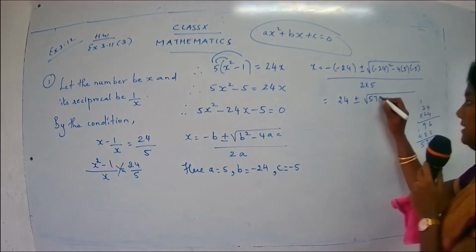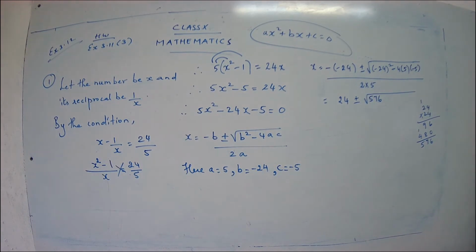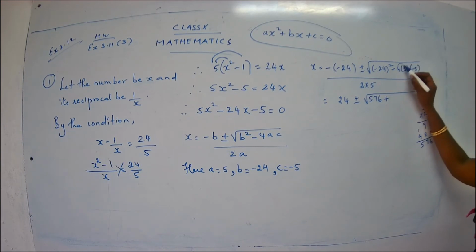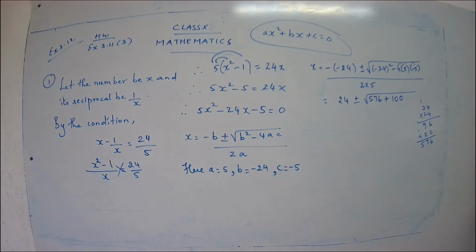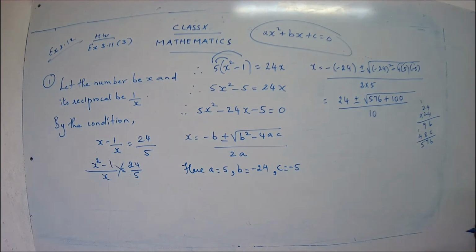Okay, now let's see the next one. Minus, I have two minus, children. Minus minus. So when we have two minus signs, it turns to be a positive sign. When you have only one minus sign, it will be taken as minus. But here how many minus signs are there? 2 negative. So 2 negative will turn to be a positive. So plus 4 5s are 20, 20 5s are 100. So 576 plus 100 upon 2 5s are 10. So you get 576 plus 100. Clear, children?